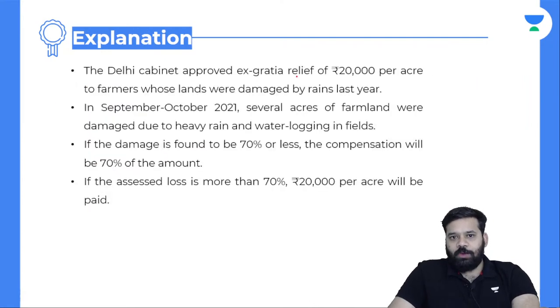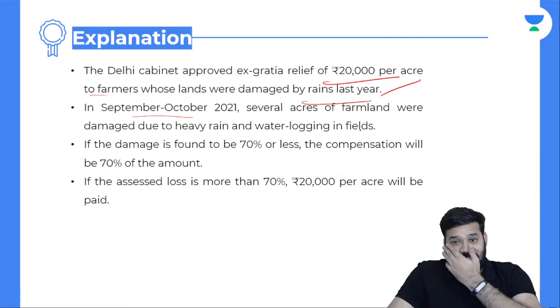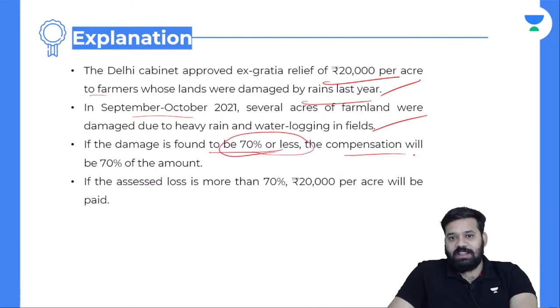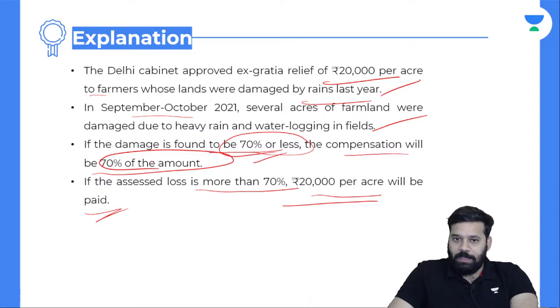The Delhi cabinet approved ex gratia relief of 20,000 per acre to farmers whose land was damaged by rains last year. This September-October 2021, several acres of farmland were damaged due to heavy rain and waterlogging in the fields. If the damage is found to be 70% or less, the compensation will be 70% of the amount. If the assessed loss is more than 70%, 20,000 per acre will be paid.